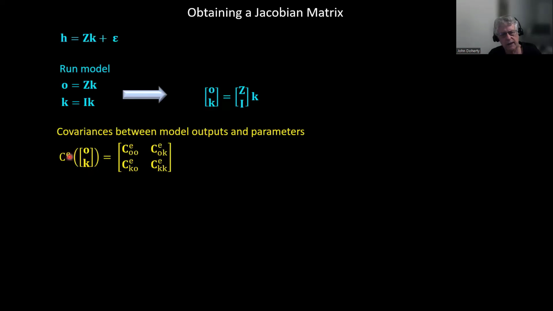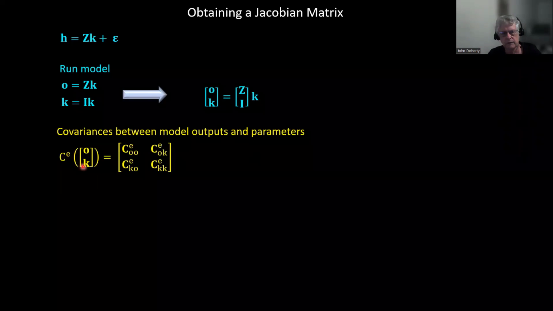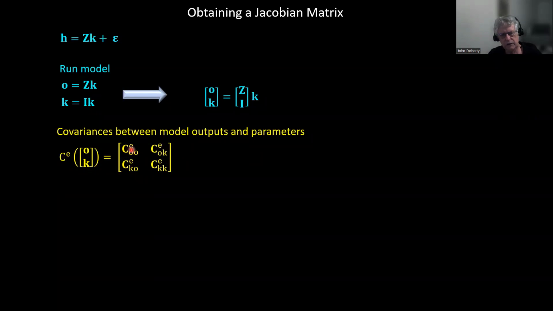So that is what this E superscript says: empirical. So I'm just going to use simple formulas that you're all familiar with to calculate empirical covariances and cross-covariance terms between parameters and model outputs. So this is the matrix that I'm after. This is just a covariance between model outputs, covariances between parameters, cross-covariances between them.